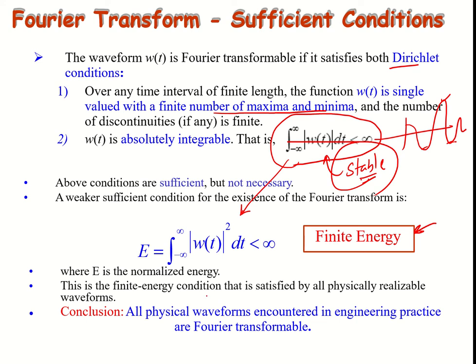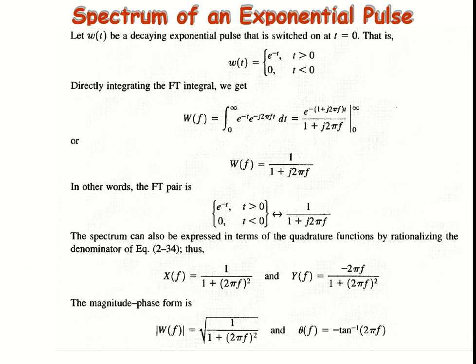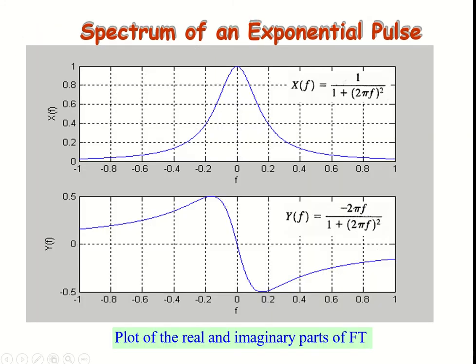So in conclusion, we can say that all physical waveforms encountered in engineering practice are Fourier transformable. Usually all physical waveforms which we typically use in engineering applications have a Fourier transform. We will see many examples. Basically in this course our focus is not on using integration techniques for the calculation of the Fourier transform. We will put more focus on using the properties. Of course, we will start with a simple example. We will see this in the live session, just to review how we can calculate the Fourier transform and its spectrum or spectral components.